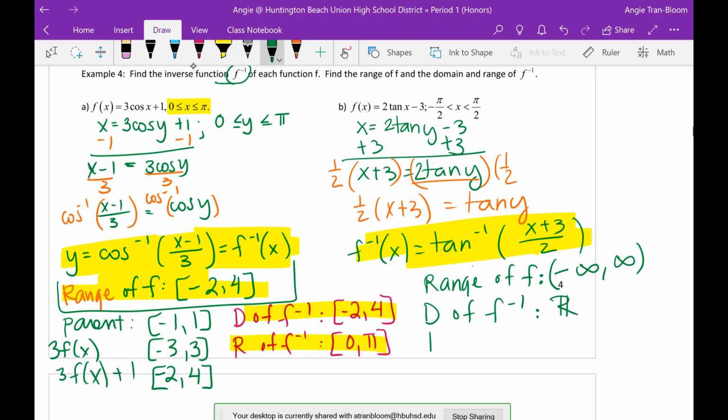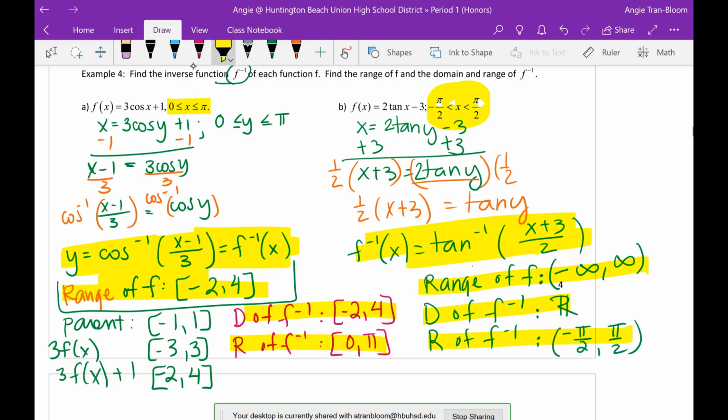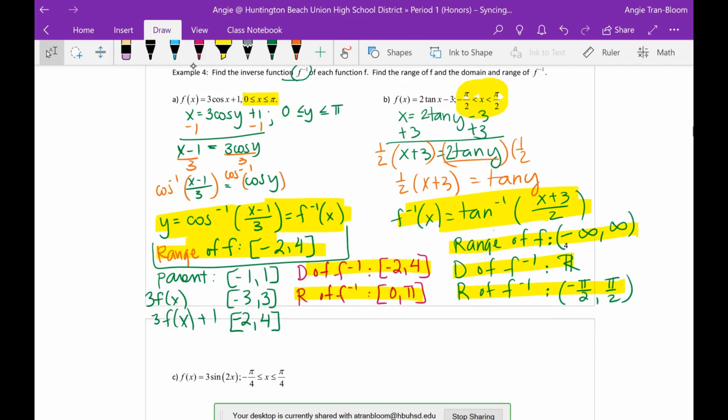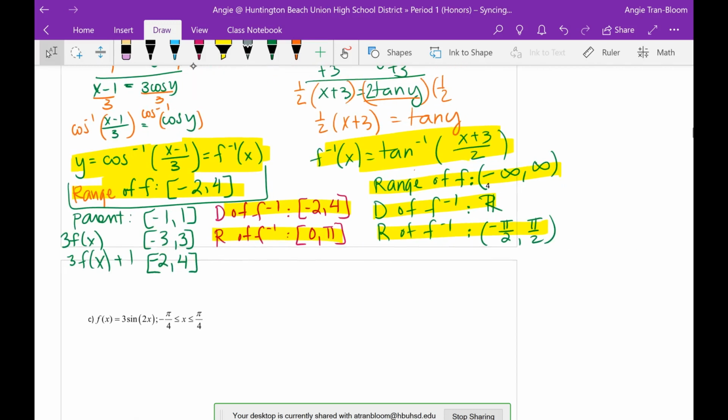Oh, I like that. You switch it up. Range of f inverse is what? You don't have to do much work anymore. Non-inclusive what? Negative pi over 2 all the way to? Where did you get this? From the original. They gave you this from the original, okay? So that means they gave you the domain of f already, so you just have to use it and switch it to this.